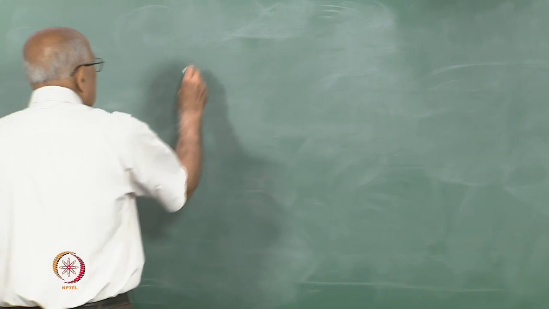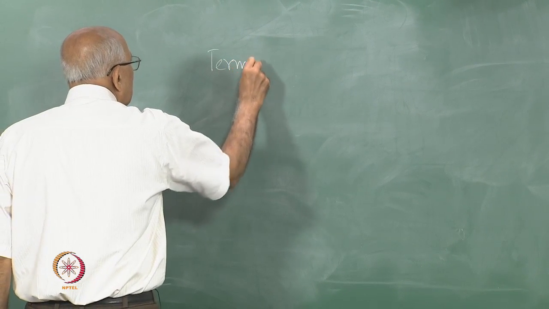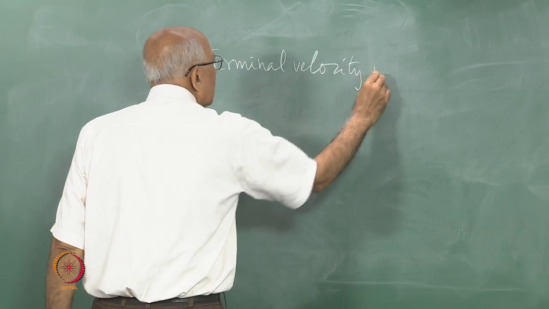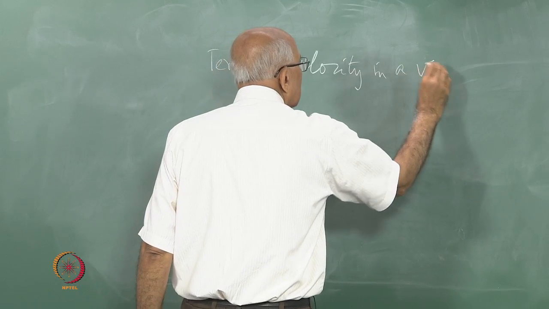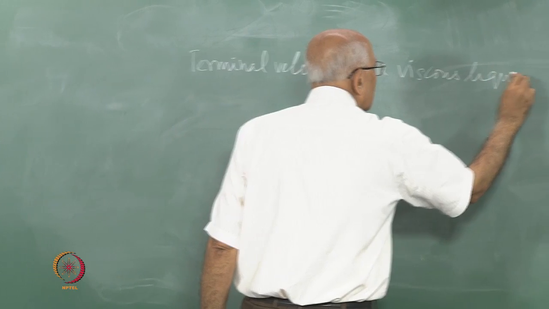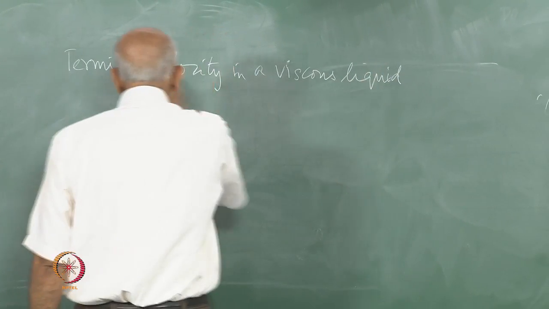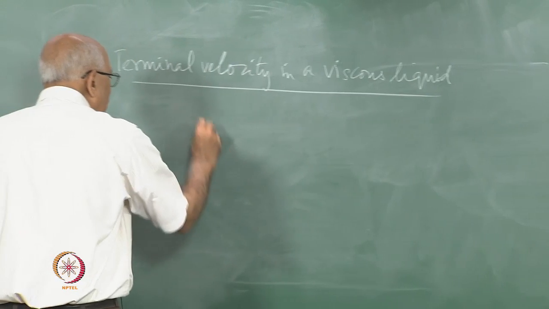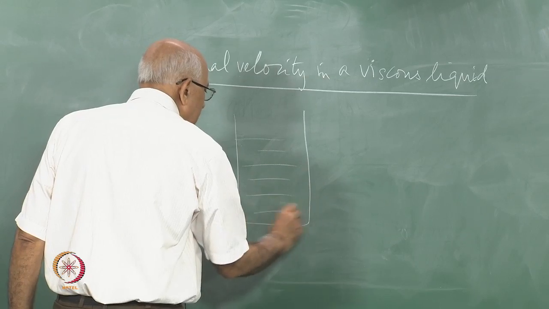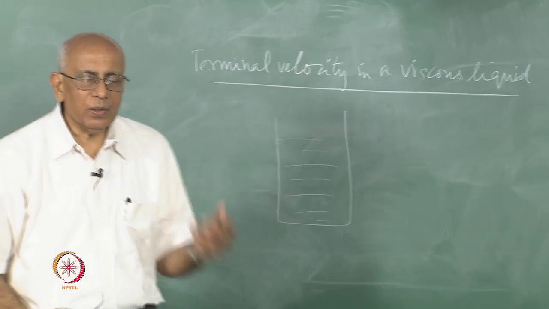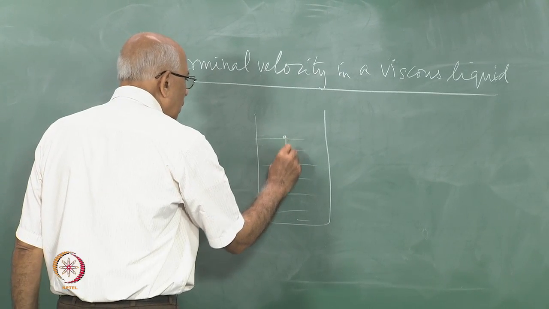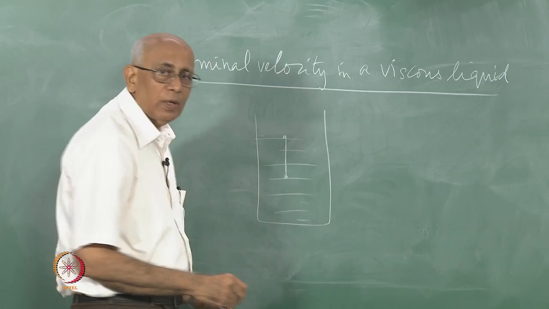So let us call this problem the problem of finding the terminal velocity in a viscous liquid. And I have in mind the following experiment. I take a viscous liquid, oil or water or honey or anything like that, and drop a ball bearing into it, a heavy ball bearing, which of course falls in the water, goes down in this fashion.